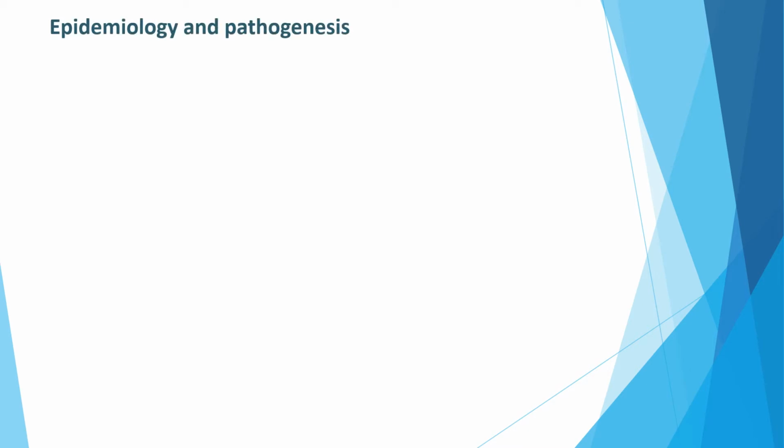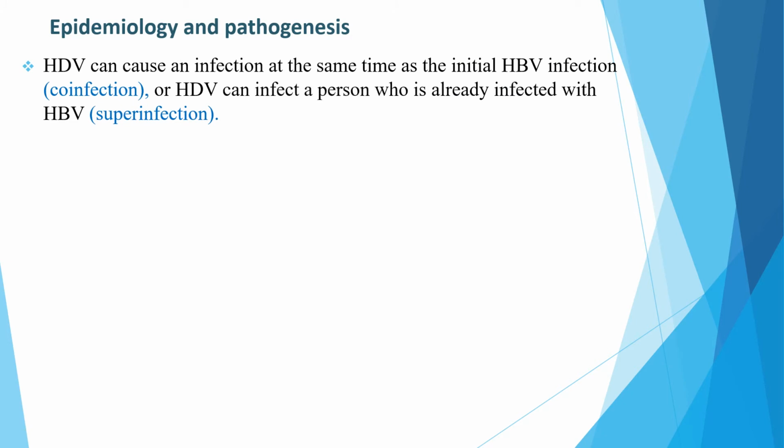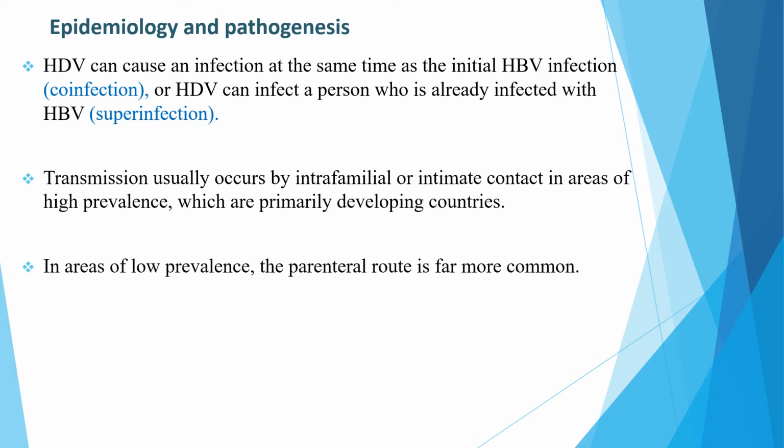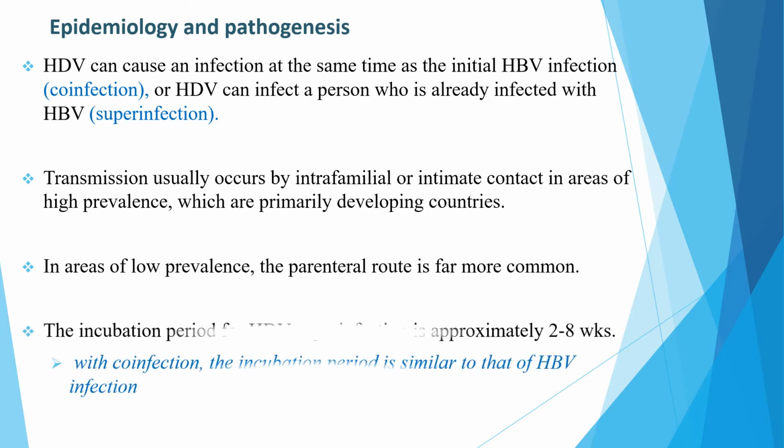When we look at the epidemiology and the pathogenesis, hepatitis D virus can cause an infection at the same time as the initial hepatitis B virus infection, which is called co-infection, or hepatitis D virus can infect a person who is already infected with hepatitis B virus, which is called superinfection. Transmission usually occurs by intrafamilial or intimate contact in areas of high prevalence, which are primarily in developing countries. In areas of low prevalence, the parenteral route is far more common. The incubation period for hepatitis D virus superinfection is approximately 2 to 8 weeks. With co-infection, the incubation period is similar to that of hepatitis B virus infection.